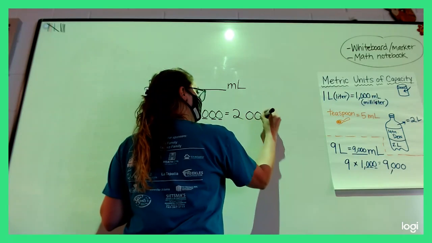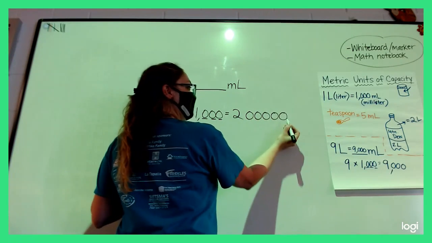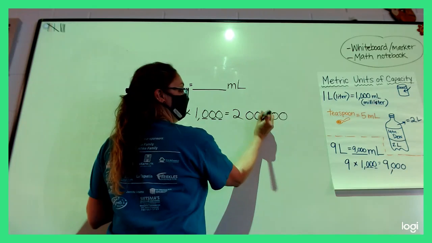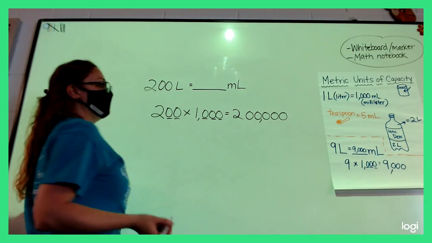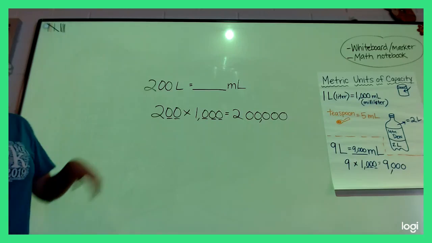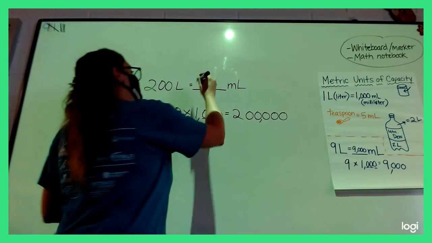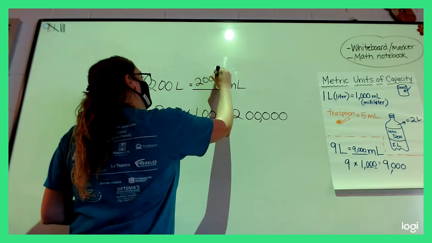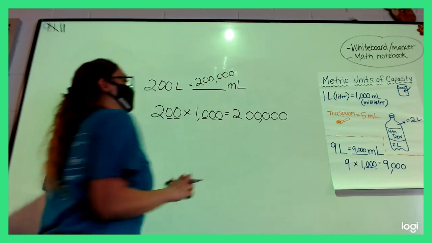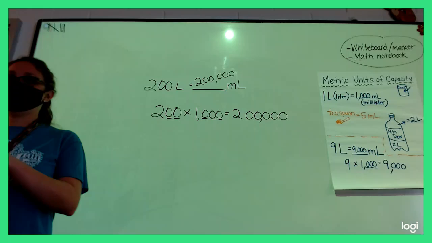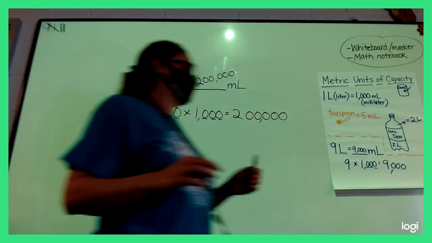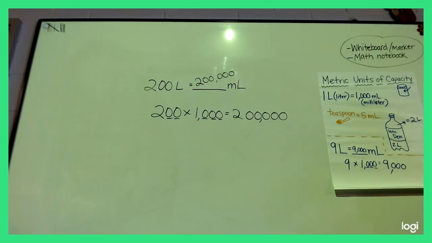1, 2, 3, 4, 5. Then I can hop over every 3. Remember, it's every 3 you put a comma. And that's that. So 200 liters, we knew our number was going to be bigger. It's 200,000. That's a big number. All right. Questions on that one? All right. Let's try another.